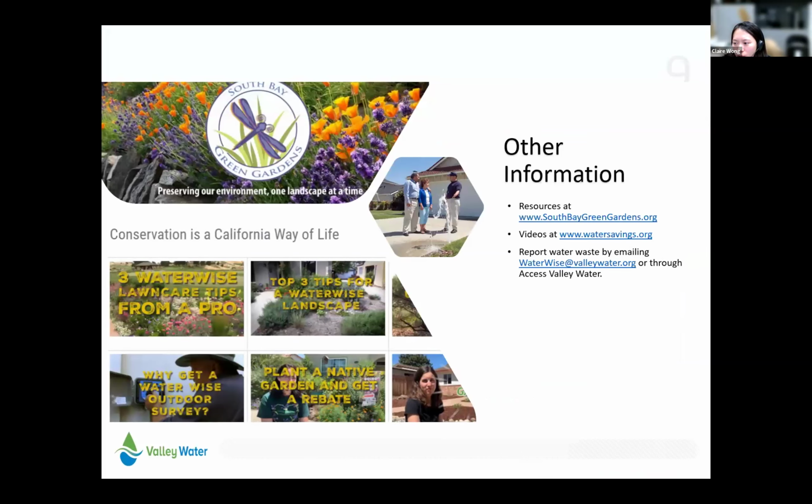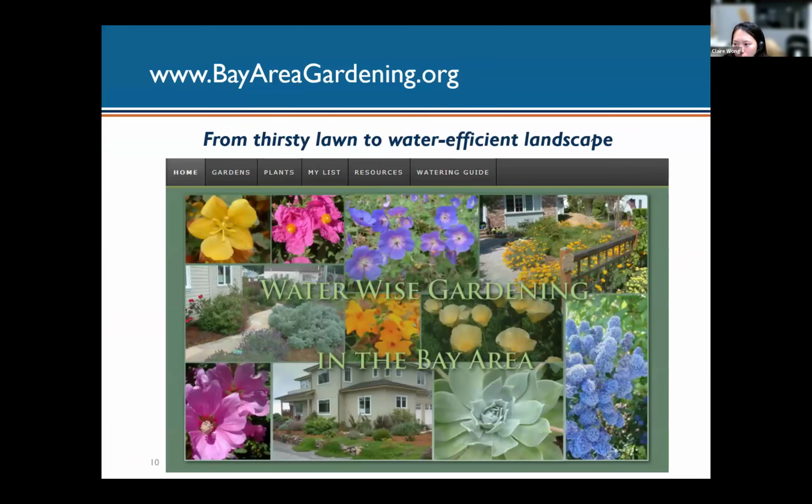Additional information on water-wise gardening can be found on southbaygreengardens.org, where they also have some landscape designs and templates as well. It is a great way to get some ideas before you go ahead and apply for those rebates. Here is a snapshot of the Waterwise Gardening website. It provides resources to support residents in water efficient landscape renovations and management. Resources include a gallery of gardens with plants identified, plant selection tool, and even a watering calculator.